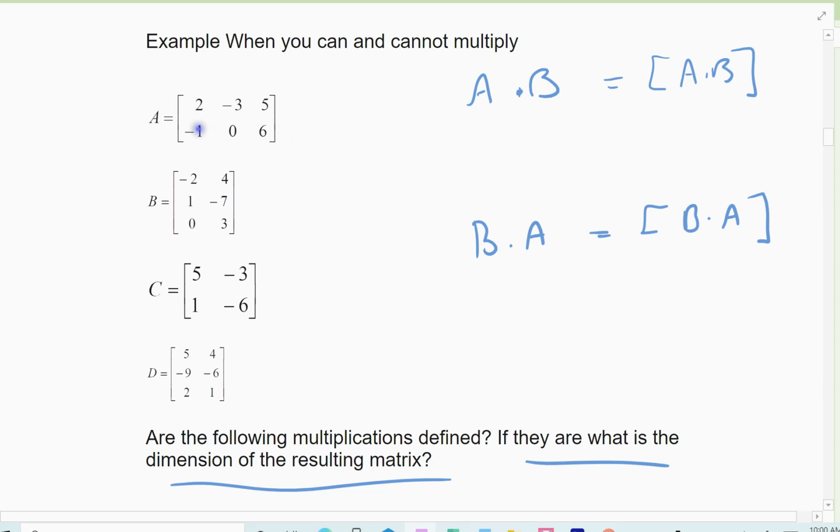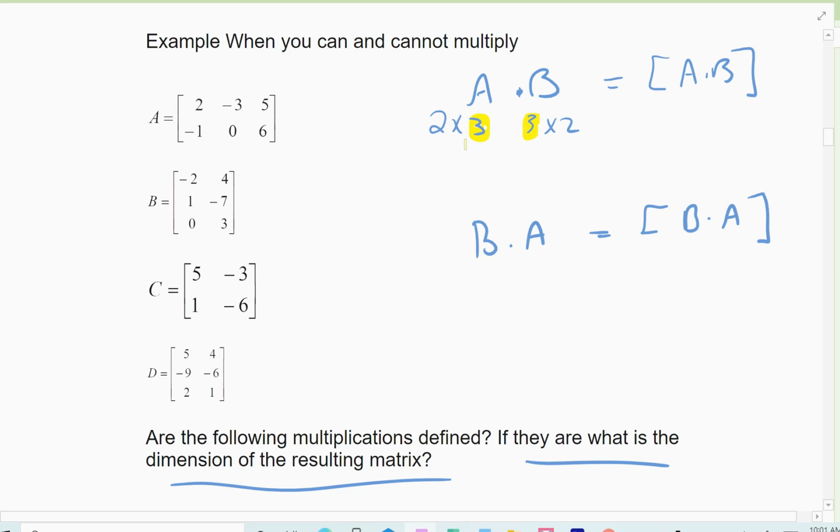All right, well I checked my dimensions. A is 2 rows, 3 columns. A is a 2 by 3. B is 3 rows, 2 columns. And so I look to see if the middle numbers match, and they do.